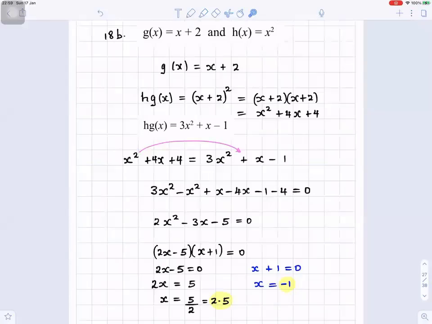For 18b, g of x is x plus 2, h of x is x squared. So hg of x would be x plus 2 all squared. And x plus 2 all squared means x plus 2 times x plus 2. So for hg of x, you take g of x and substitute it in place of x. So this x plus 2 goes in place of x. So it becomes x plus 2 squared.